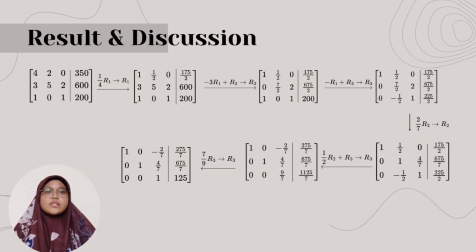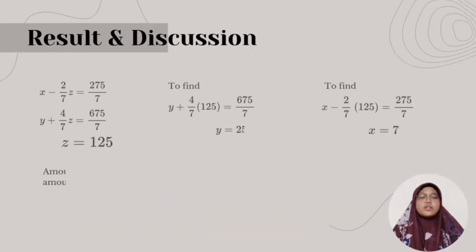The next step will make the second row have a leading 1 by multiplying it by 2 over 7. Afterwards, we will multiply the second row by 1 over 2 and add it to row 3, so that the second column in row 3 will become 0. Lastly, multiply the third row by 7 over 9 to have the leading one. After all the leading ones have been found, we will turn the augmented matrix back to equations and solve it.